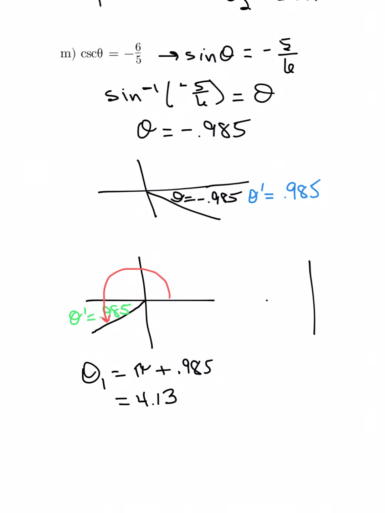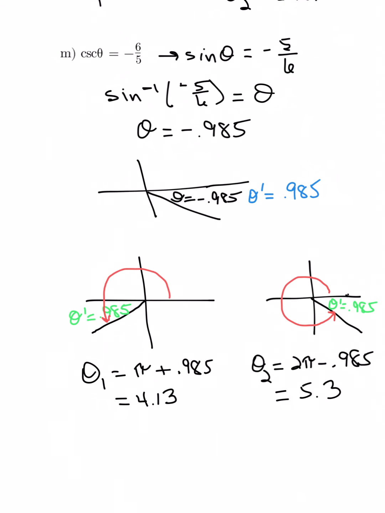For the second angle, remember, sine is negative also in the fourth quadrant, and we want a reference angle, a theta prime, of 0.985. But what we are looking for is the angle measure that starts at 0 and ends at the line of our reference angle. Anytime you are in the fourth quadrant, you haven't quite gotten to 2 pi. So your angle measure is going to be 2 pi minus that little bit that you didn't quite get to, and that would give you 5.3, and both of these are in radians.